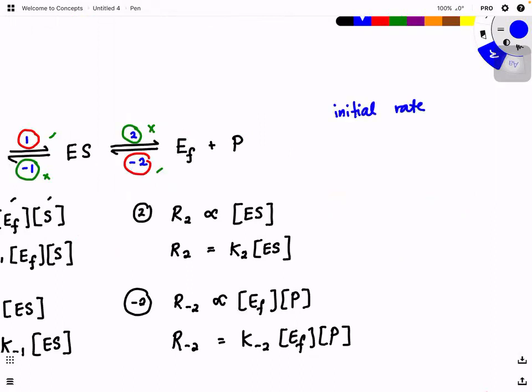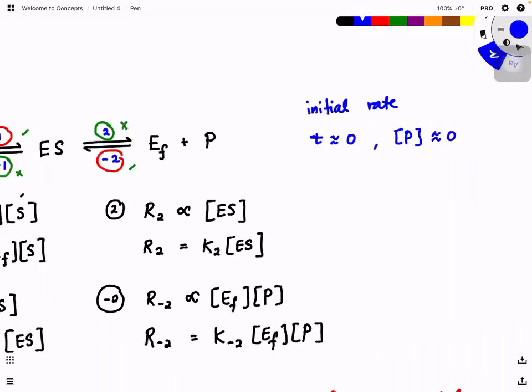So initial rate of reaction means that the time is almost equal to 0, where the product's concentration is approaching 0. Am I right? Initial rate of reaction, when the time is very, very near to 0, the reaction just started, the product's concentration is almost equal to 0. So if the product is also equal to 0, it means R-2 will approach 0, so it is almost equal to 0 and can be neglected. Okay, can be neglected. Are you clear?